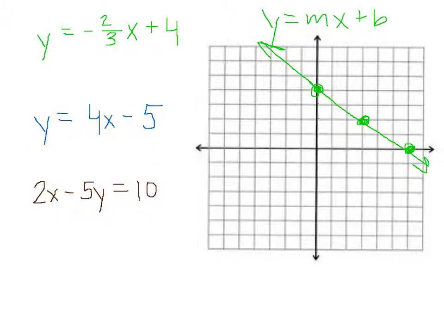Let's go ahead and do the next example. The next example, slightly different. We have a y-intercept that is negative. So same thing, we're going to start from the origin, and we're going to go down 5 spaces. That's going to bring me about right here.